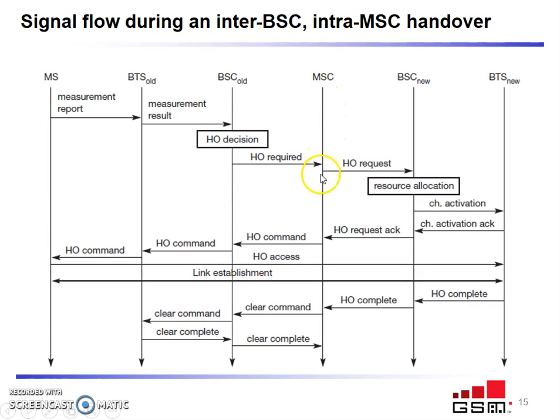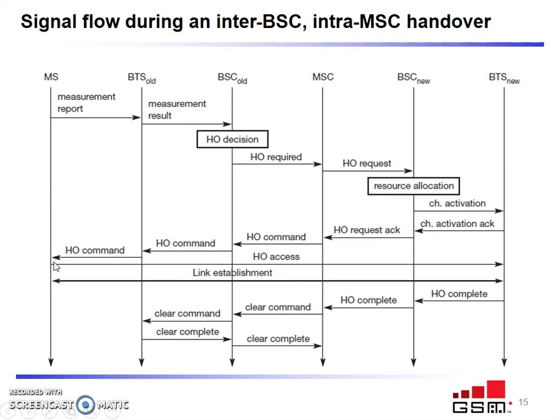Now this MSC gives the handover request to the new BSC, and the resource allocation is checked to see whether it is possible. When the required resources are available, this BSC decides that it can activate and give the control to the new BTS. So the channel activation is done and that message is given to the new BTS. Once the channel activation is done, an acknowledgement is given by the new BTS to the new BSC, and the HO request given by the MSC has been acknowledged, and the HO command is given by the MSC to the old BSC, which will finally reach the mobile station.